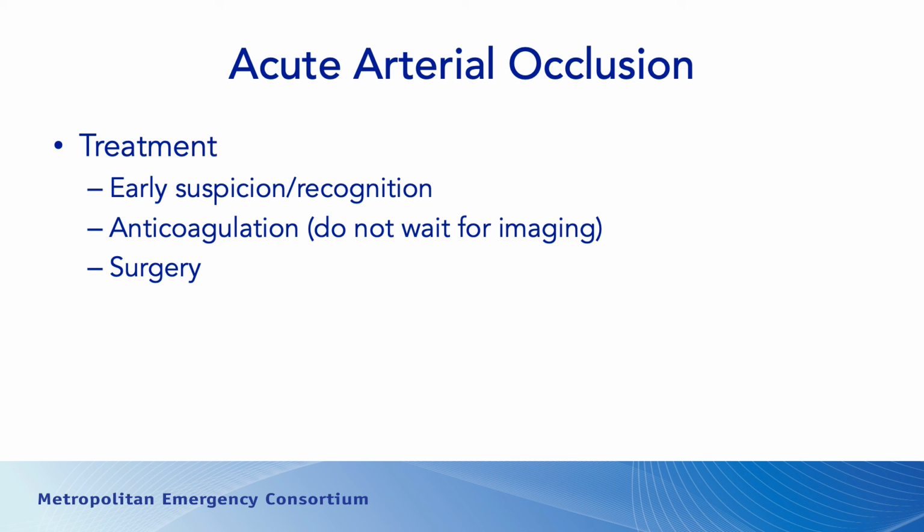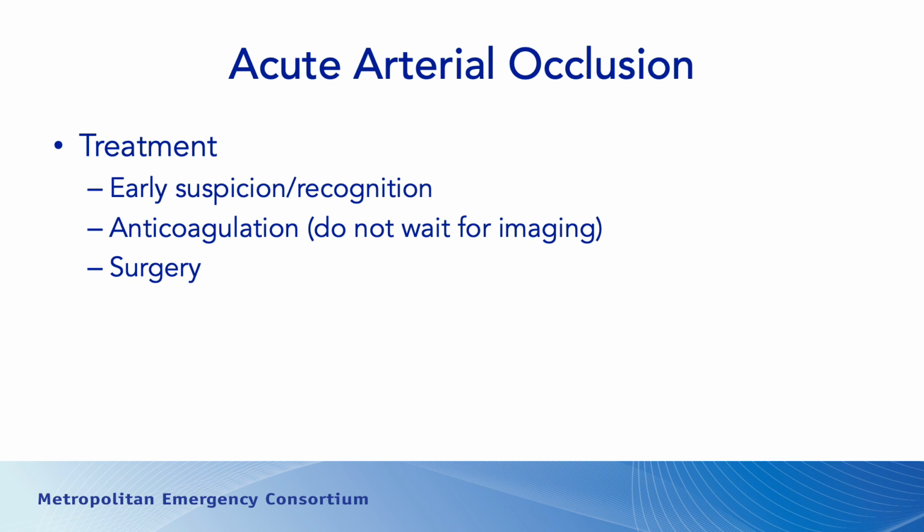So how do we treat it? Early suspicion, early recognition, early anticoagulation. If I have an extremity that I think is acutely ischemic, I will anticoagulate them with intravenous heparin as one of my initial orders. I don't wait for imaging to come back. I can always stop the heparin. If the patient has to go to the OR, they can stop the heparin for the OR. Once you stop it, the heparin's effect of anticoagulation is gone in 10 minutes or less.